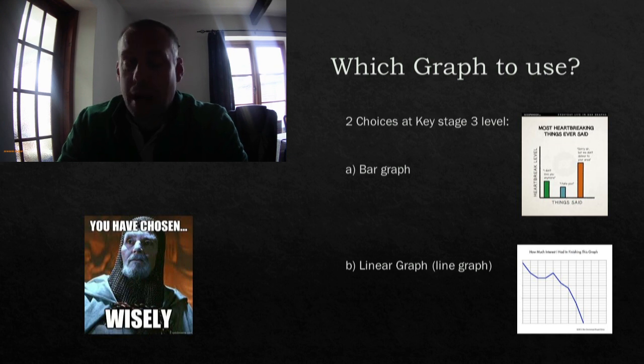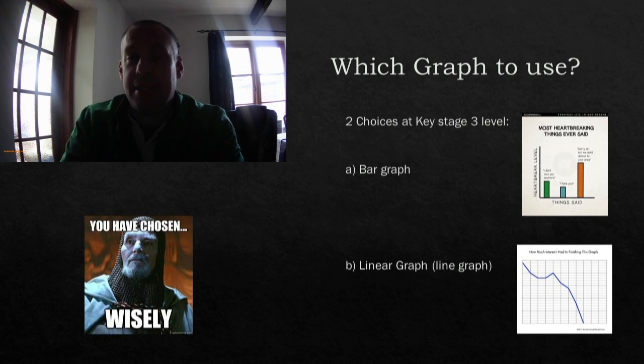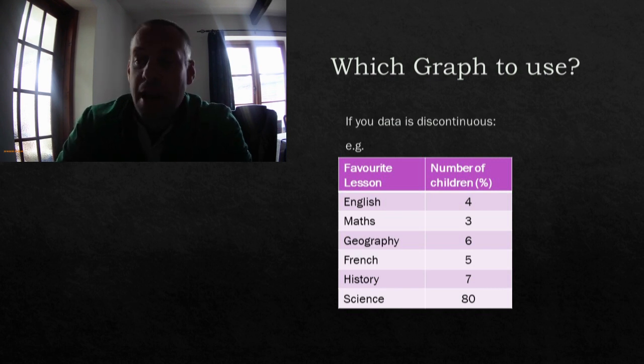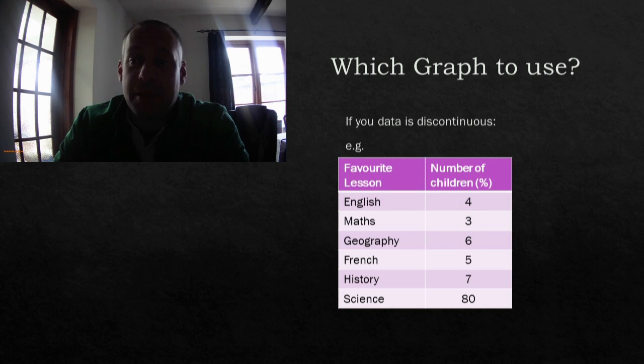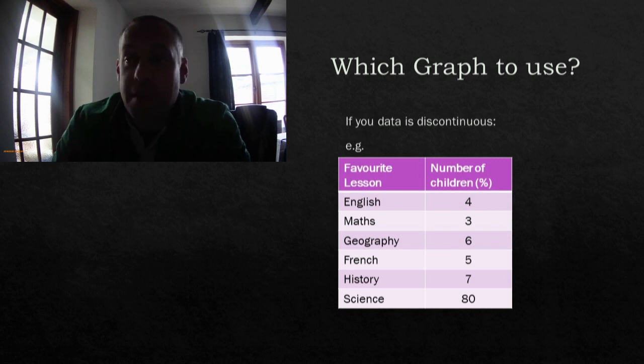So how do I choose which graph to use? Well, the answer to that is covered in a previous video, but it's about the type of data you've got. And if you remember, there are two types of data: continuous data and discontinuous data. So we'll start off. If the data I've got is discontinuous data, here's some made up results. Here is what I'd imagine the people in my lessons think about lessons, and they are your favourite lessons: English, Maths, Geography, French, History, Science, and I've put the percentage of children that think that subject is their favourite.